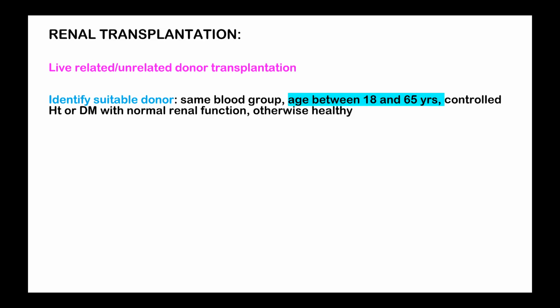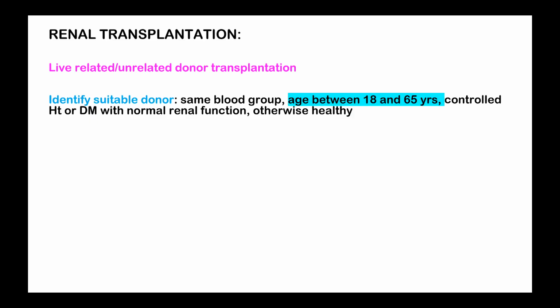With a related donor, if it is proved that they are blood related, like own father, mother, or brother, sister, then the rules permit you to go ahead with the transplantation. But for unrelated, it has to be approved by a committee formed by the government. So you have to first identify the suitable donor, who should have the same blood group, and the age is ideally between 18 to 65. Earlier, they should not have any comorbidity.